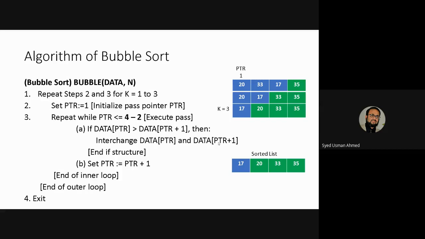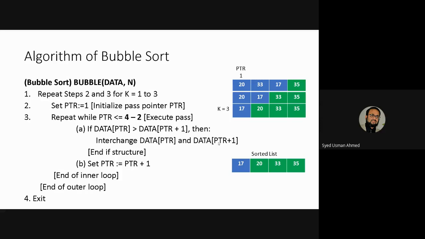The sorted data that we get here is 17, 20, 33, and 35. Because the number of elements is 4, the number of passes that we worked was 3. So this is in accordance with the workflow that we saw in the last slides. We saw that this should happen in n minus 1 steps only, and we have completed the complete bubble sort in n minus 1 steps only.